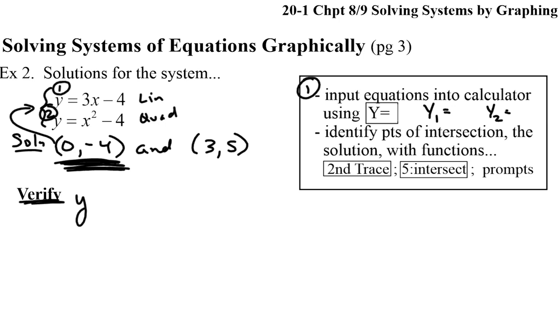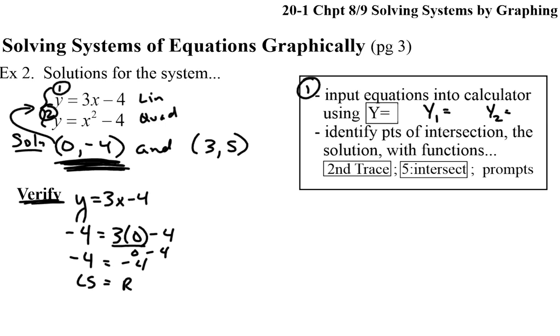So we have y equals 3x minus 4, and we think our solution is 0, -4. So my y value is -4. 3 times 0 minus 4. -4 on the left side. 3 times 0 is 0, minus 4 is -4. Left side equals right side. That's a good thing. 0, -4 is a solution.